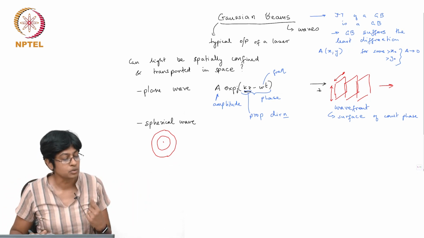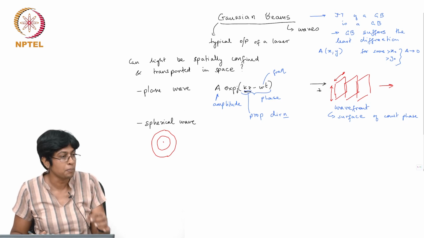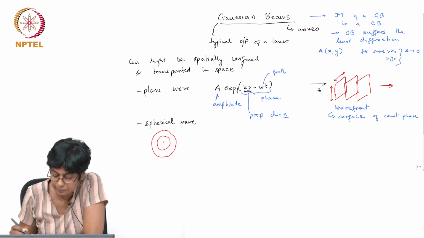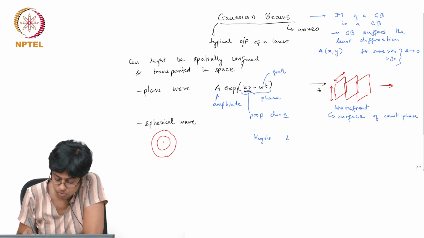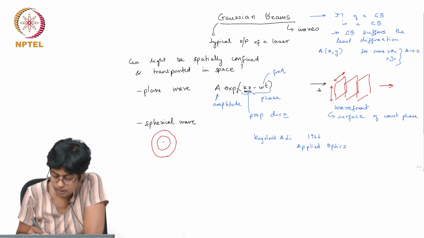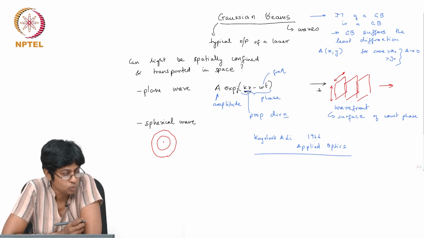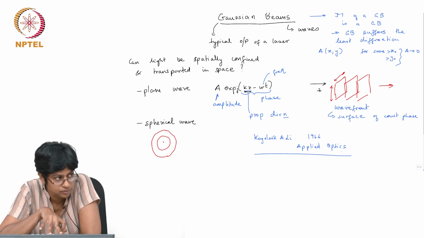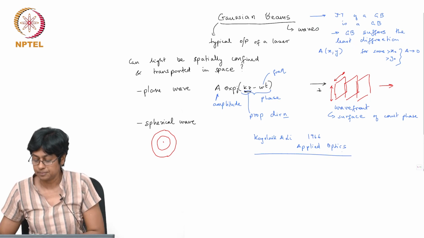Okay? So we are not going to do a formal derivation of the Gaussian beam here. If you are interested, one of the earliest papers on Gaussian beams was by Kogelnik. So the authors were Kogelnik and Li. It is, I think, a 1966 paper that appeared in the journal Applied Optics. Okay, they study this beam in more detail and give you the mathematical derivation. So if you're interested for more information, you can get it from there.